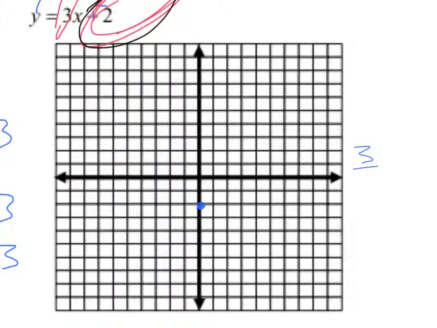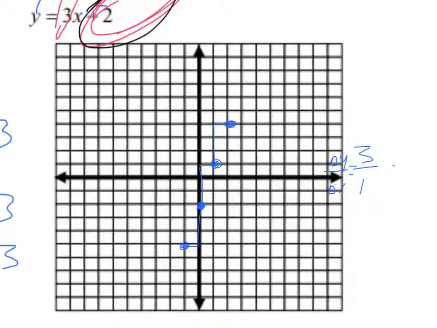Our slope is positive 3 over 1, so our change in y's and our change in x's. Increase our y by 3, so that's up 3. Increase our x by 1, forward 1. Up 3, forward 1. Now if I wanted to go the opposite direction to create points, what would I need to do? Well, I need to do the opposite of that. I would need to go down 3 and backward 1.